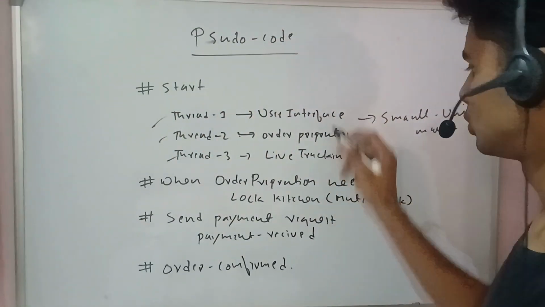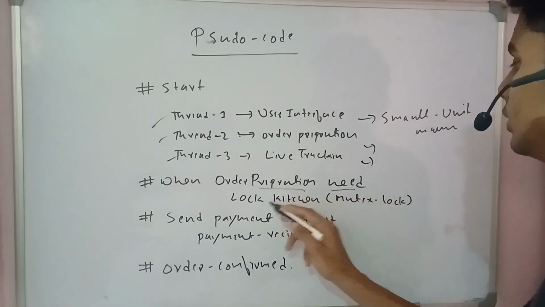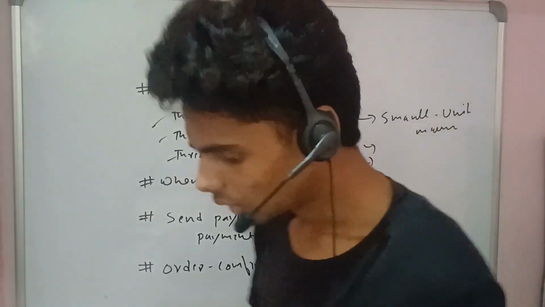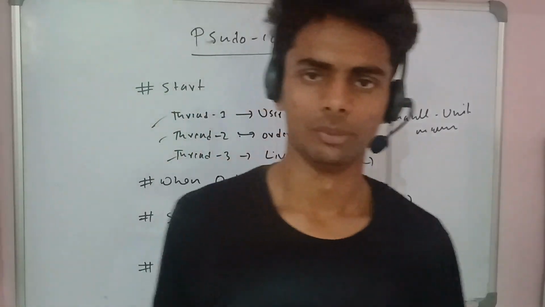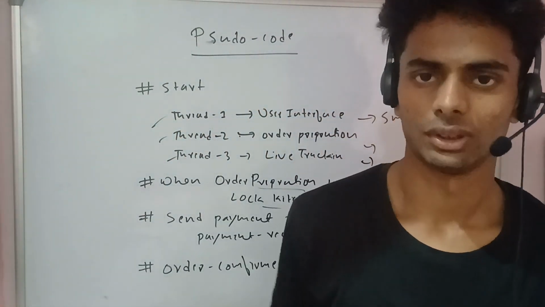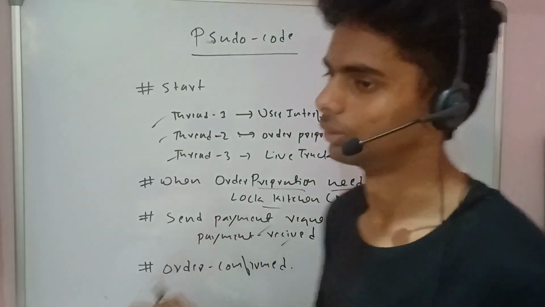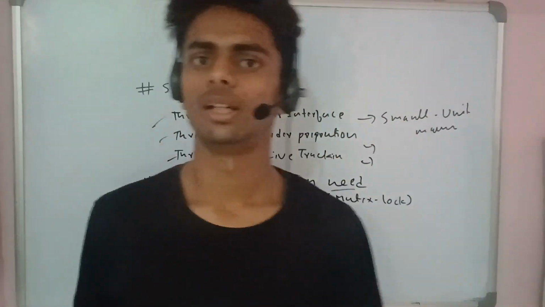So that's all about threads. Second, order preparation needs to lock the kitchen. We need to decide a few logic pieces, like using mutex locks to protect shared data for synchronization. Next, send payment, payment receipt, and order confirmation. So that's the basic thing we can say here.